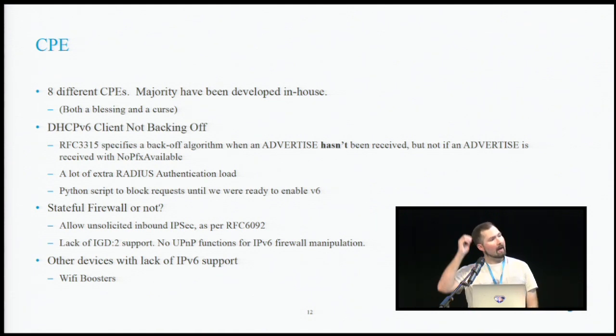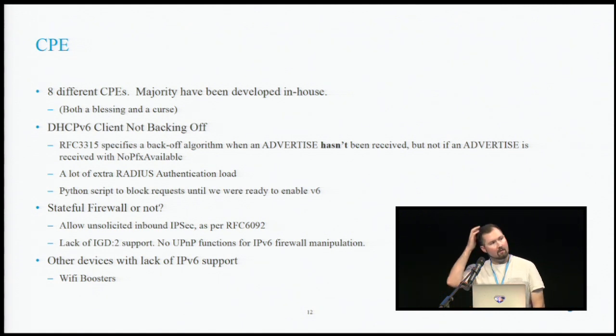One of those issues that we had was the DHCPv6 client wasn't backing off as we expected it to, or as the v4 client does. If you cannot get a prefix, don't keep hammering our BNG. We just nicely, gracefully back off.